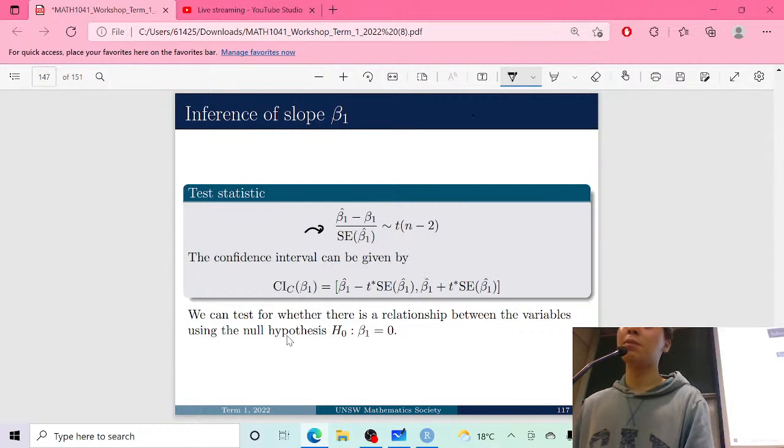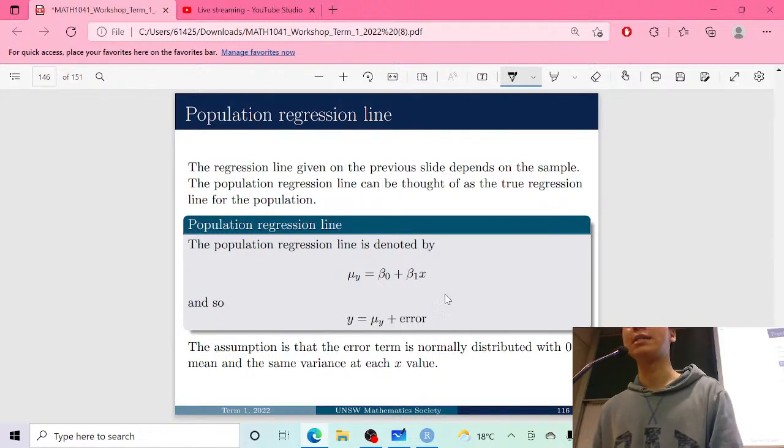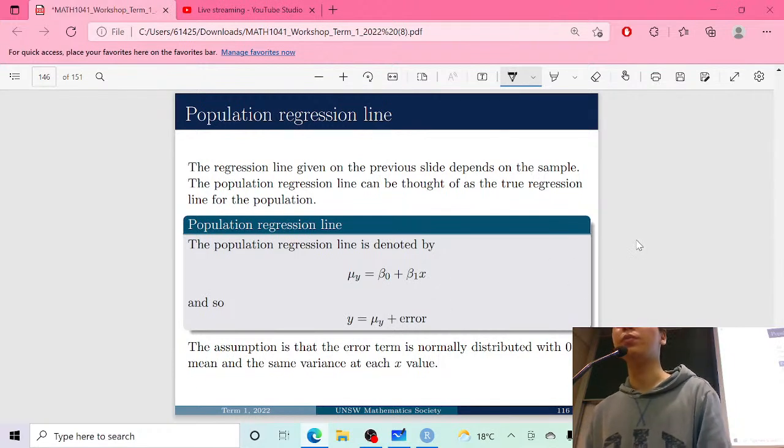So under the null hypothesis, beta 1 equals 0. If beta 1 equals 0, what that means is that there is no correlation between these two, because it doesn't depend on what x is. But if beta 1 is not 0, then there is some sort of correlation between y and x. And that's what we want to do when we're doing the hypothesis test.